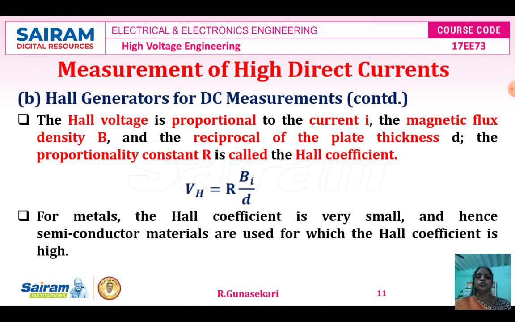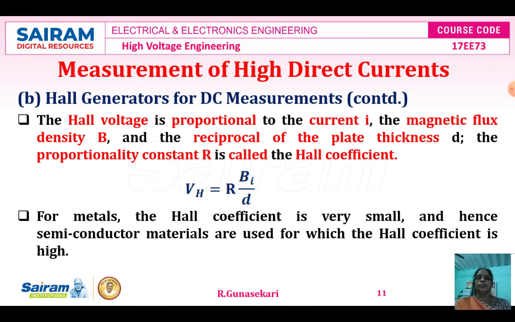The proportionality constant R is called the Hall coefficient, which is calculated by using the formula VH equal to R into BI by d. VH is the Hall voltage, R is the Hall coefficient, B is the flux density, I is the current, and d is the plate thickness.